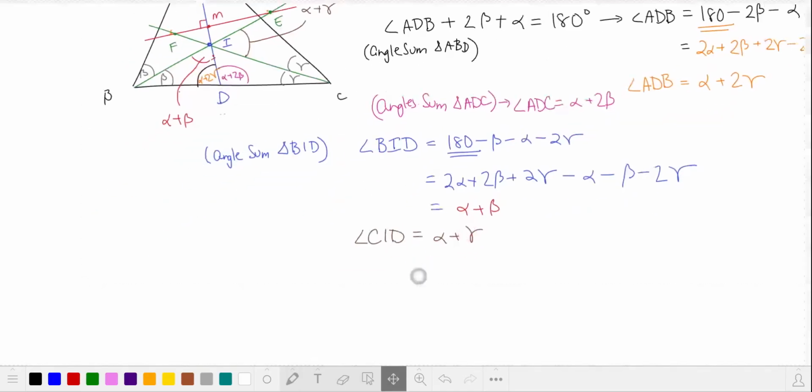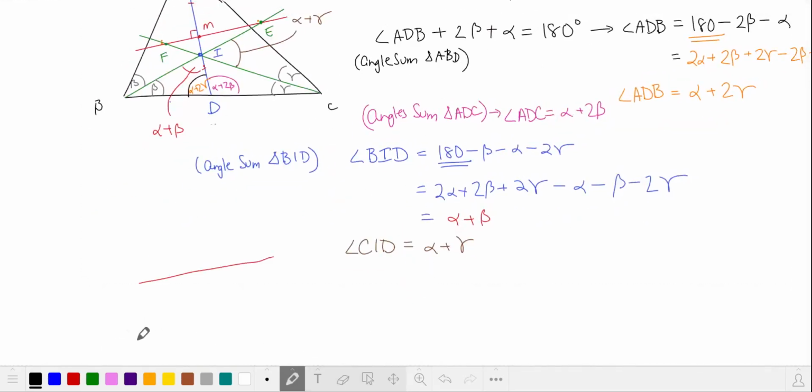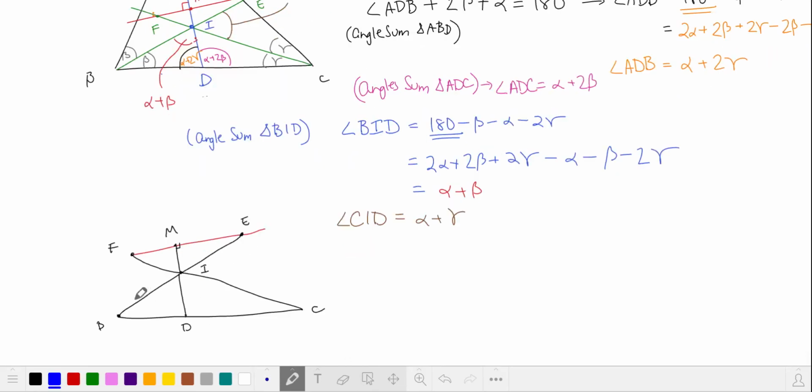Let's simplify our triangle once again. I'll draw in EF and BC. This is the intersecting point I. It's perpendicular to EF at M. And we have D down here. And we'll fill in these angles. And we'll fill in the vertical angles in the triangle above.